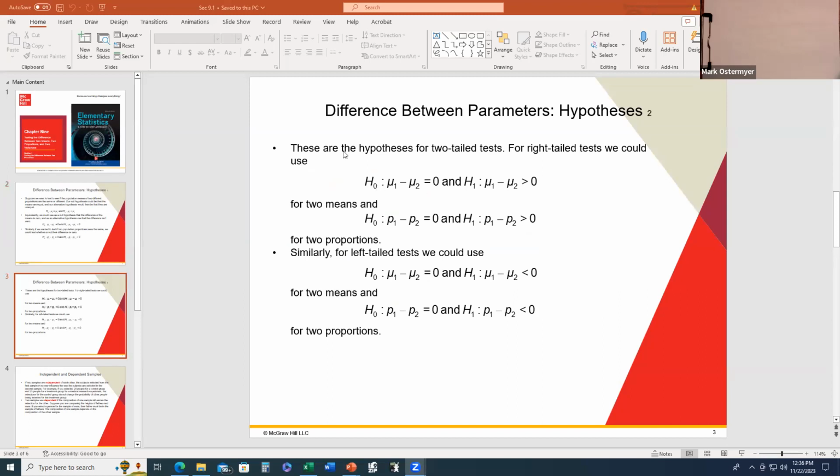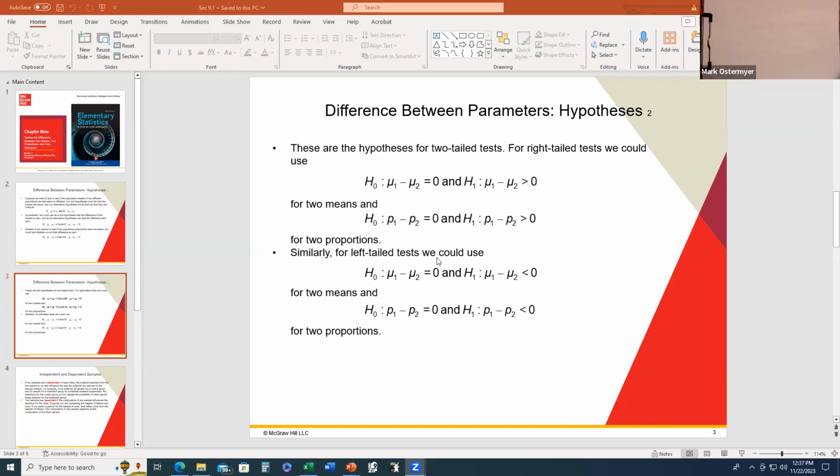And here would be an example of one-tailed tests. Suppose that we were conducting a right-tailed test for the difference between two different population means. This would be a right or an upper tail test, indicated by the symbol used in the alternative statement, greater than. This would be an upper tail test for the difference between population proportions. And both of these indicate lower tail tests for the difference between population means versus proportions here.